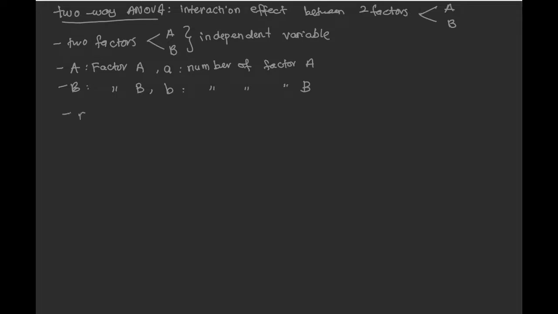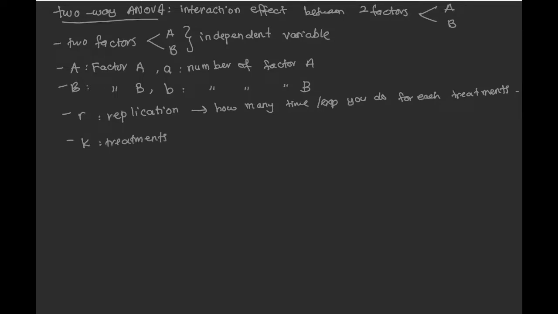Next, we will have small r. Small r, we call replications. Replication is how many experiments, how many times you do the experiment for each treatment. Okay, and then you will have K. K is the number of treatments. How do we determine treatments in two-way ANOVA? K is equal to a times b, the number of factor A times the number of factor B. Right? So these are the definitions.